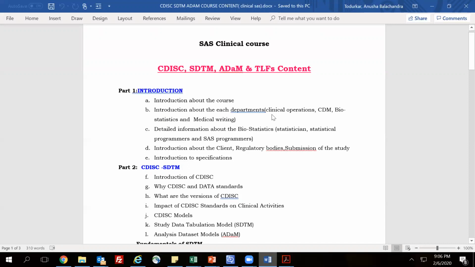In the introduction there are also clinical operations. Clinical operations are nothing but the trial where the subjects are exposed. I'll explain it in detail, but I'm just making you understand what topics are to be covered. And then CDM, biostatistics, and medical writing: what each of these departments does, how a SAS programmer is related to these departments, and how we get the data.